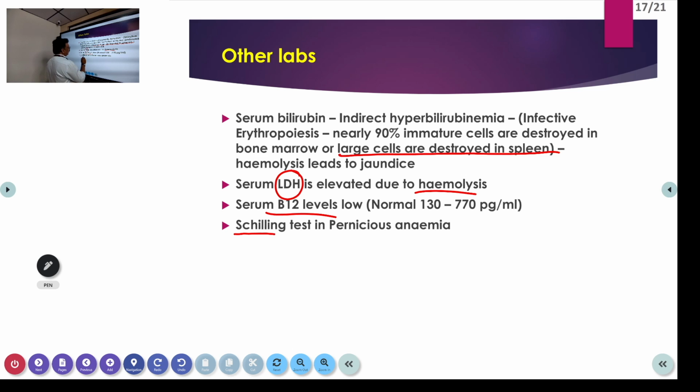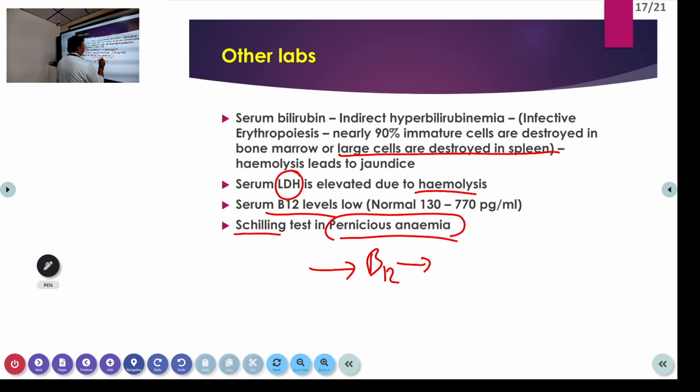Schilling test can be done in pernicious anemia. Nowadays we don't try to do this because even if you do this test, the treatment is ultimately injection B12. So in a normal setup, we don't try to do Schilling's test, but in an academic center, we can go for Schilling's test and find out what is the reason for anemia. But these tests are very costly and difficult to do, so we never try to do all these things. If there is a suspected B12 deficiency anemia, give injection B12, because even if you diagnose pernicious anemia, the treatment is again injection B12 only.